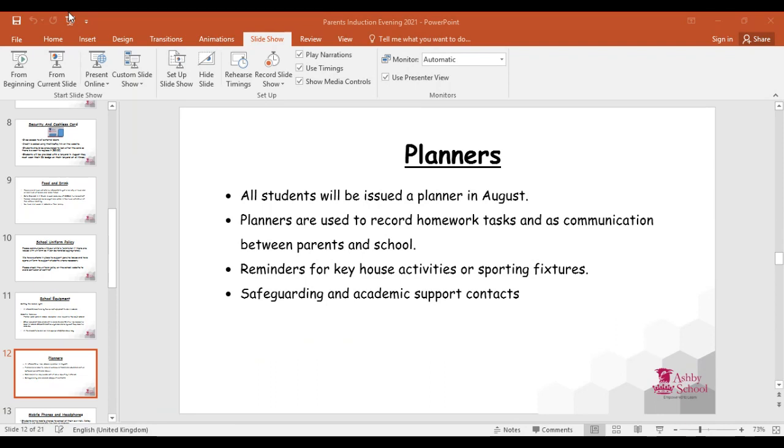Obviously the students have a planner, a diary, to use. They'll have all of the safeguarding and academic support contacts in there as well, if students are unsure of where to go. And obviously there will be a site map in there as well, and other little bits and pieces which are really useful for the students to use.